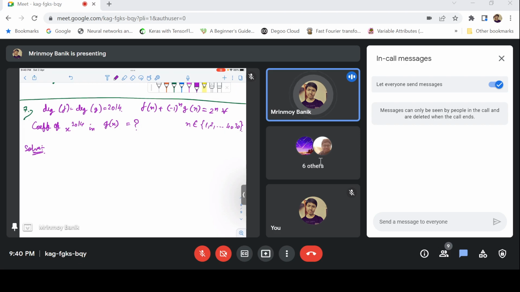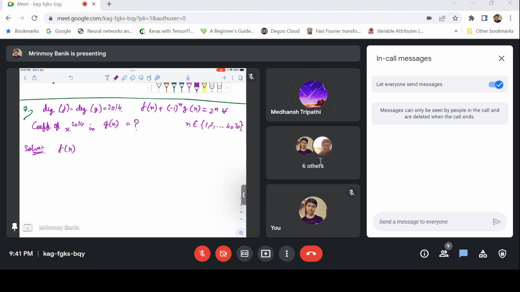What's the coefficient? So how to get this one? Anyone? Ideas? What's the answer? Like, is it 3 to the power 2014 by 2 to the power 2014 by 2014 factorial? Yeah, how will you get it? We can use binomial.